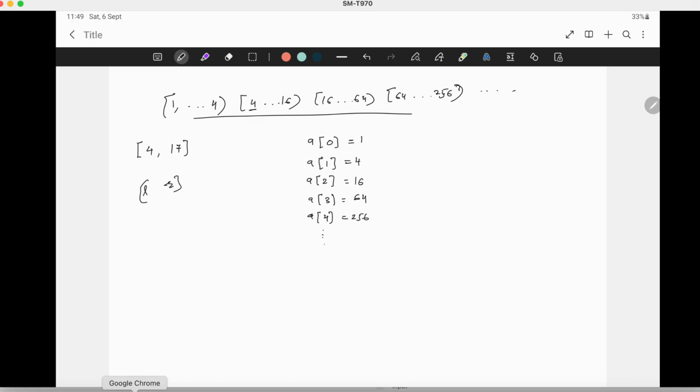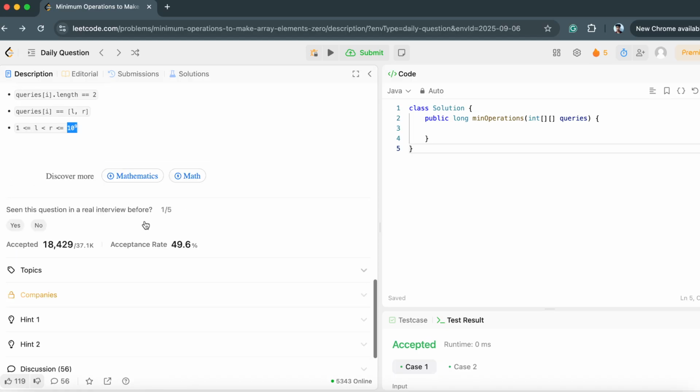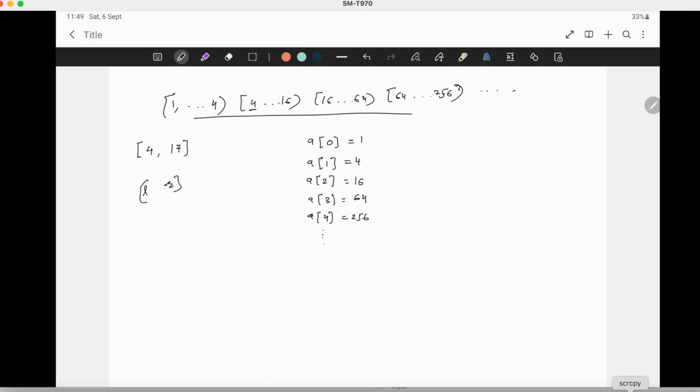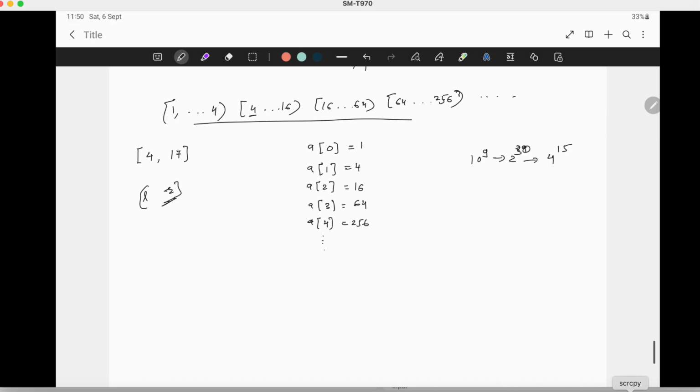If we look into these constraints, the range goes all the way to 10 to the power of 9. If we convert that into a power of 2, it is approximately 2 to the power of 29 point something, that is, roughly 2 to the power of 30. So L and R's range goes all the way to the power of 30. Because we are dividing the numbers by 4, it is going to be 2 to the power of 15. So that is the last operation that we require.